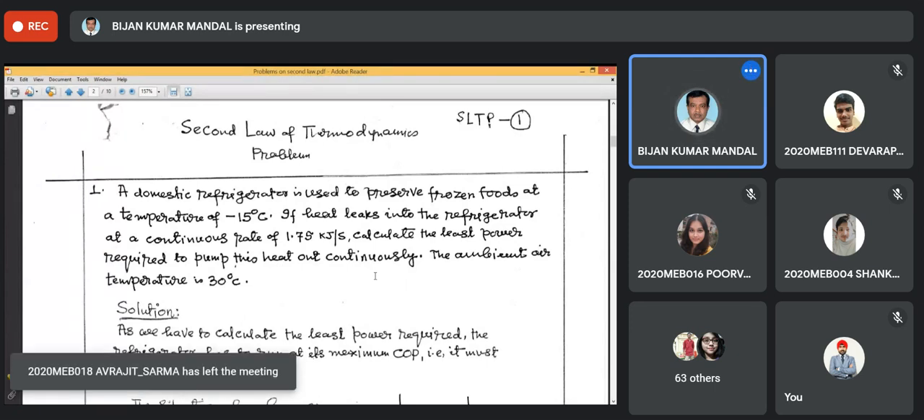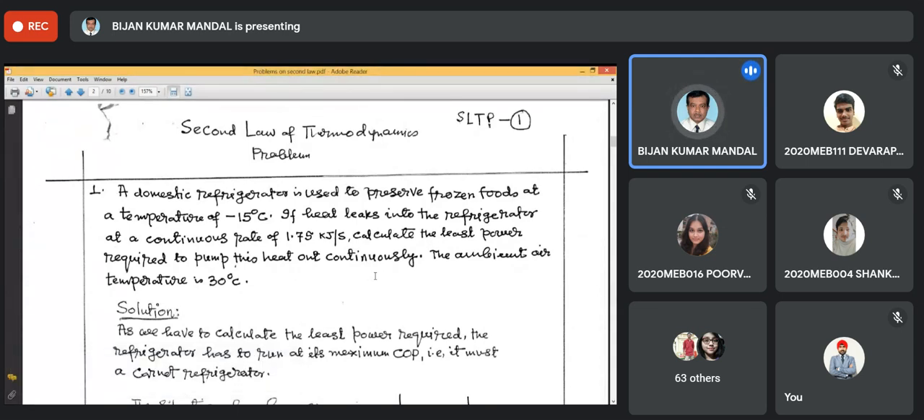So I think what is happening? So we are trying to preserve food or to maintain a temperature of minus 15 degrees centigrade. So that is your sink temperature, that is T2. As a result, what is happening? The heat is leaking into that at the rate of 1.75 kilojoule per second. So we have to remove that heat from that minus 15 degrees centigrade. That means that is the value of Q2. So you have to find out the power required for that. I think you know that power has to be given as input.